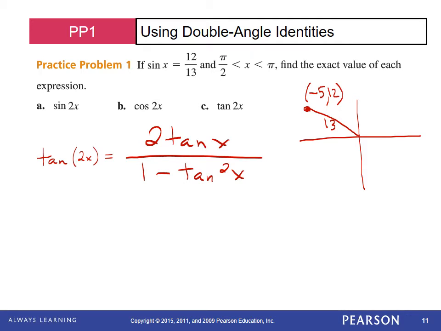So tangent is going to be the y coordinate divided by the x coordinate. So 12 over -5 or -12/5. So let's go for it, plugging it in, if you haven't done so already. At this point, you do have to simplify, so go for it. Can you simplify this out?